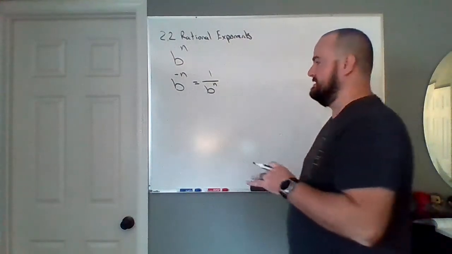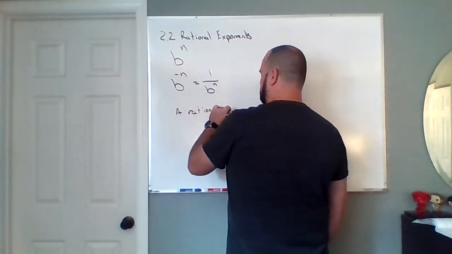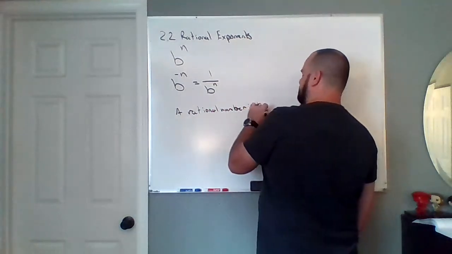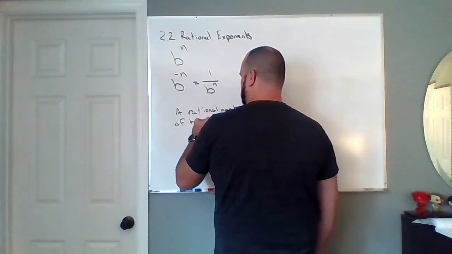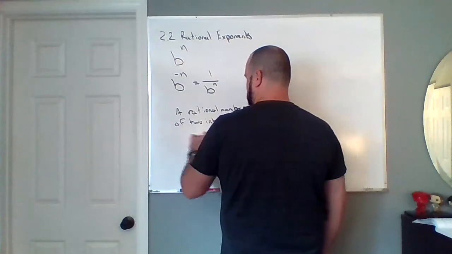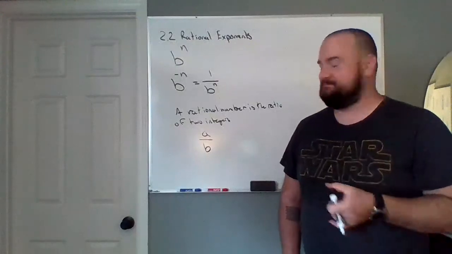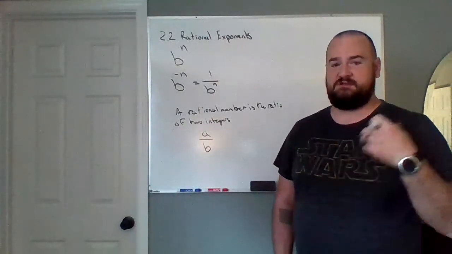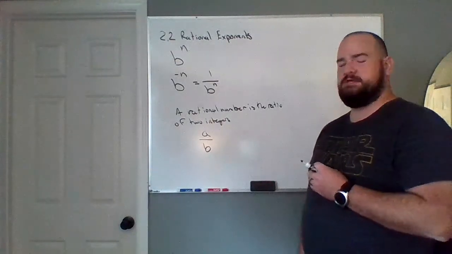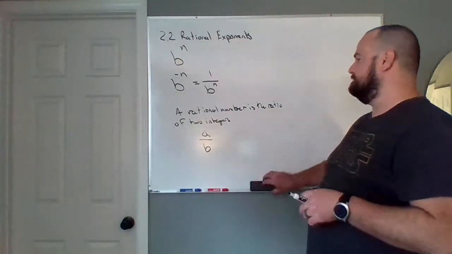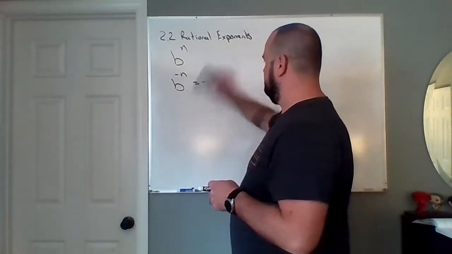To remind you guys, a rational number is the ratio of two integers. So we usually write it as a over b, and yes, it's fractions. Now, don't get too scared. Many of us are not very comfortable with fractions. Calculators can handle them for you. You just gotta take it slowly and go at your own pace. So, let's talk about what rational exponents do.